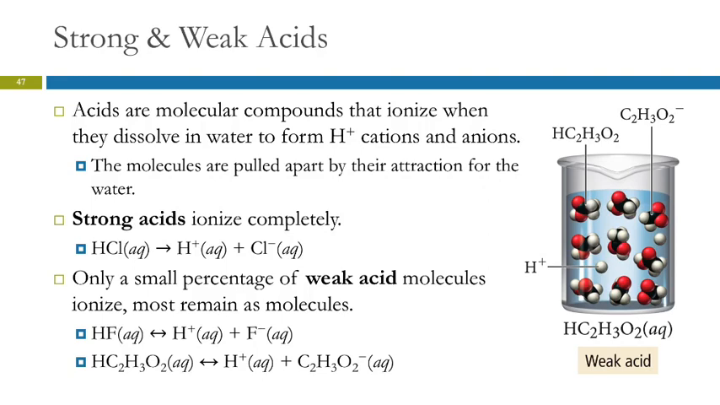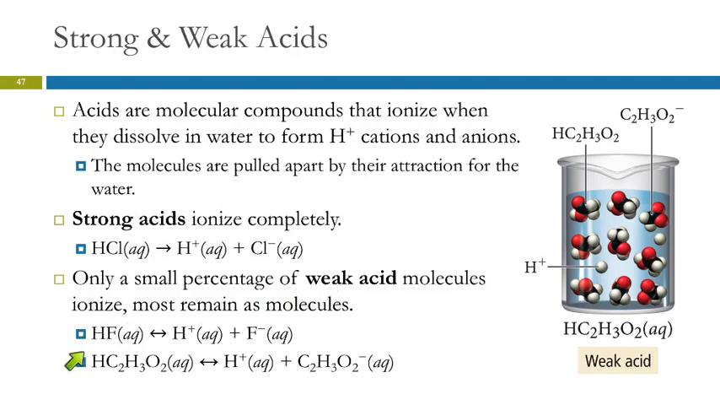We have two categories of acids, strong and weak. A strong acid is one that ionizes completely. HCl is a strong acid. When you put hydrogen chloride in water, it will completely form hydrogen ions and chloride ions, no intact molecules. Because it forms ions, it is an electrolyte. We call it a strong electrolyte. It conducts electricity.